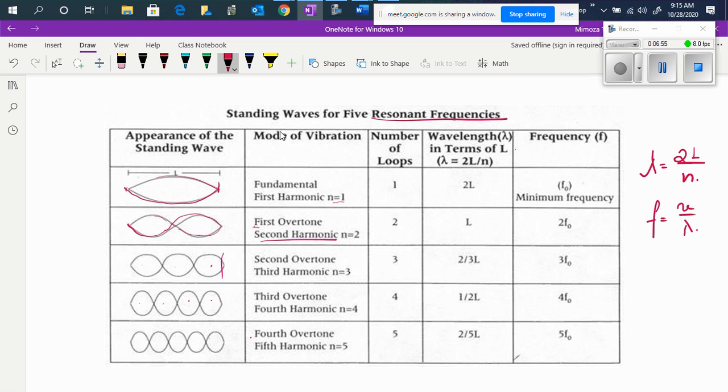Now, as you see here, this formula is kind of self-explanatory. It's 2L because it is going in both sides, and then over 1 because it is only one harmonic, or one arc that you see in the length L. Then the second harmonic, because you see 2 arcs here, third harmonic because you see 3 arcs, and so on.